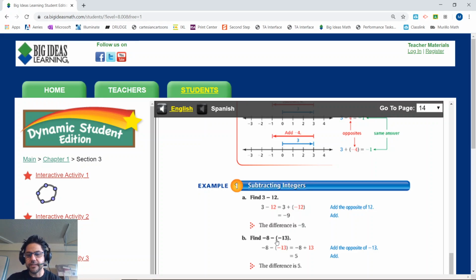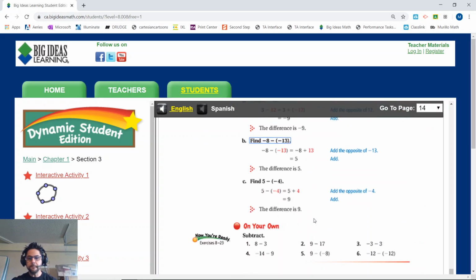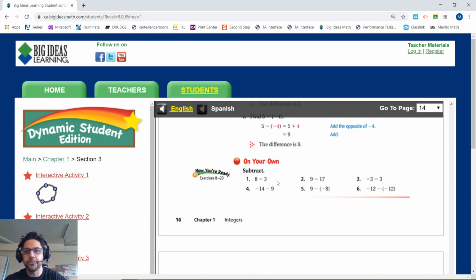Right here, adding the opposite, let's see if it'll read it to us. Find negative 8 minus negative 13. I don't know if you heard that, but I heard it. Find negative 8 minus negative 13. Again, adding the opposite. So right here, the negative sign becomes a plus sign, or subtraction becomes a plus sign, and negative 13 becomes a positive 13. So again, we've got negative 8 and positive 13. I take the difference, so it means I subtract to get a 5. I take the greatest absolute value sign, which is a positive sign, so that's why it's a positive 5 for the answer.